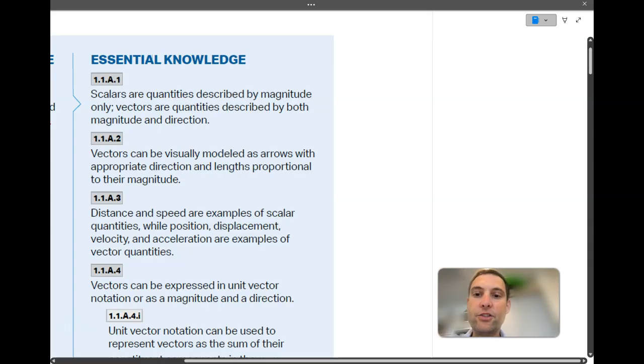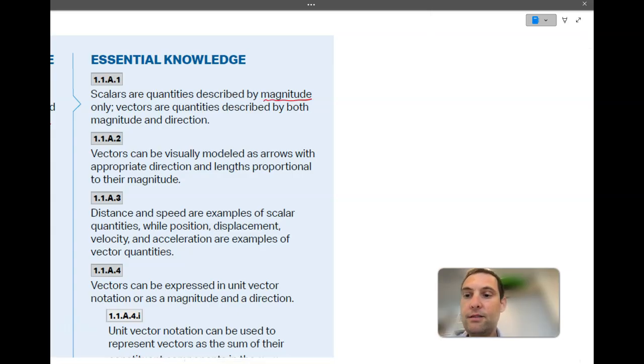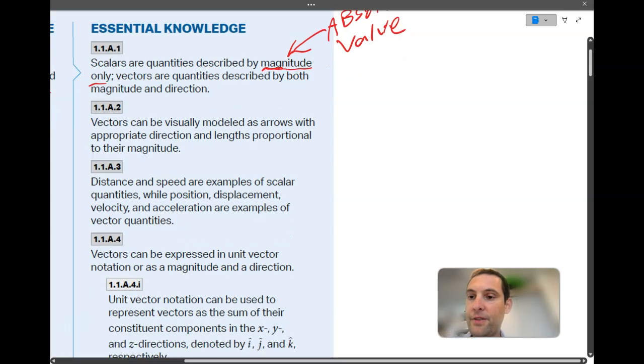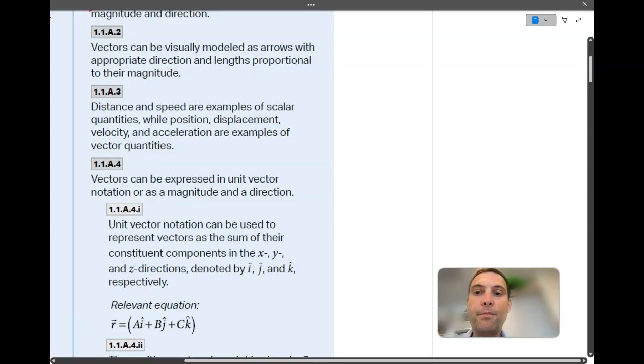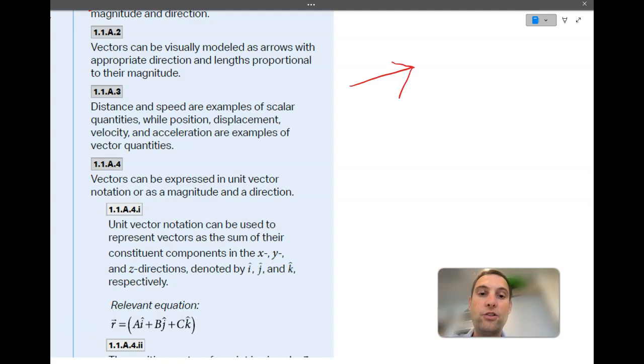First of all, scalars are quantities described by magnitude only. Vectors are quantities described by magnitude and direction. I underline this magnitude because I want you to think, whenever you see this phrase, absolute value. That absolute value means we don't care about that negative. That indicates our direction for scalar quantities. Vectors can be visually modeled as arrows with appropriate direction and lengths proportional to their magnitude. So if here I have vector A, that's what it looks like.